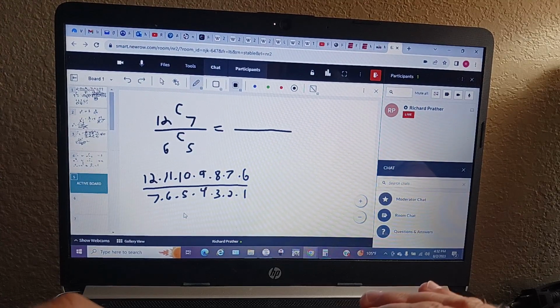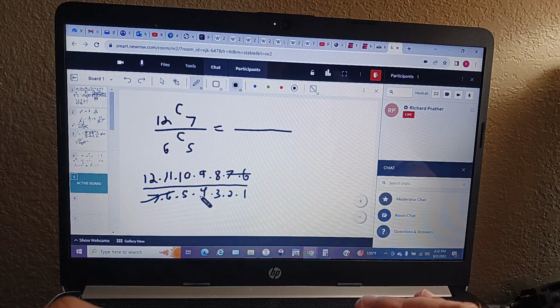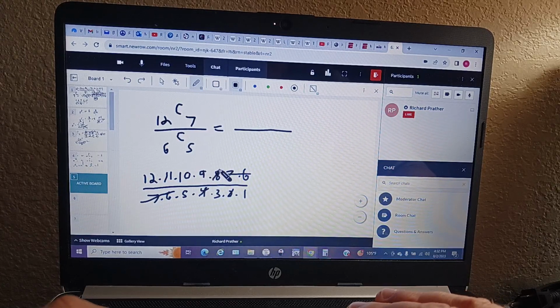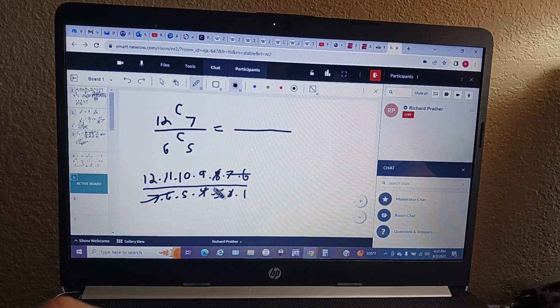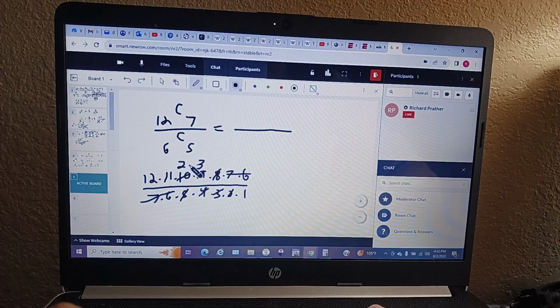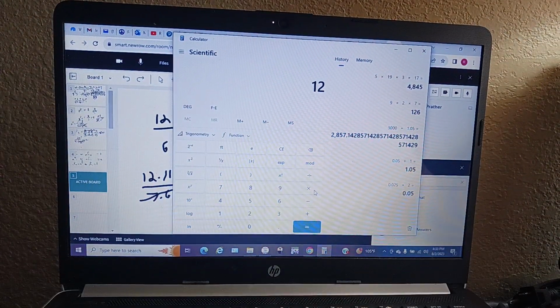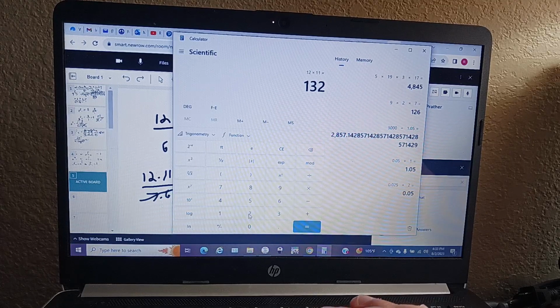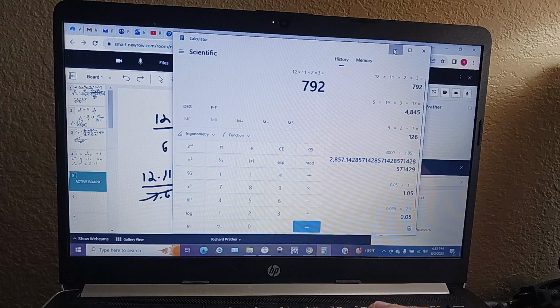And you can often cancel the entire denominator out. The 7 and the 6 just cancel out directly. 4 times 2 could be 8, although I could have had the 4 go into 12 if I'd rather do that. It doesn't really matter. 3 can go into 9 3 times. And 5 can go into 10 twice. And the 1 doesn't matter. So all that's left is 12 times 11 times 2 times 3. The top is 792.